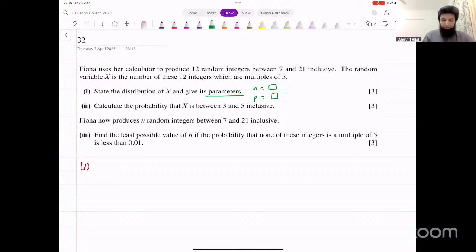But before we can do that, in fact, we have to state the distribution of x. What's the distribution? Since we're doing binomial, you would say that it's obvious that this is going to be binomial distribution. However, how do you figure out that this is binomial distribution? How do you identify this is binomial distribution?